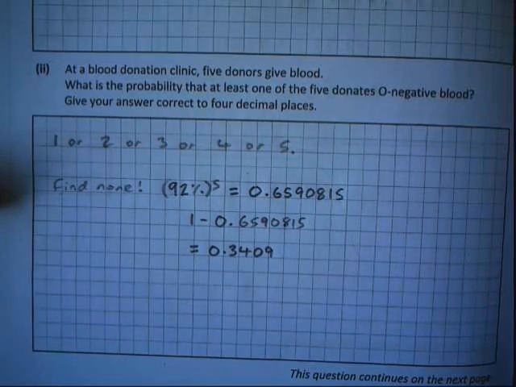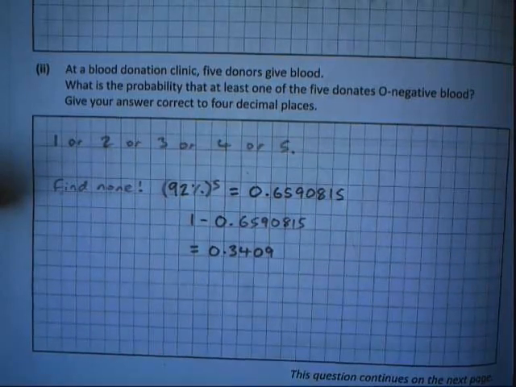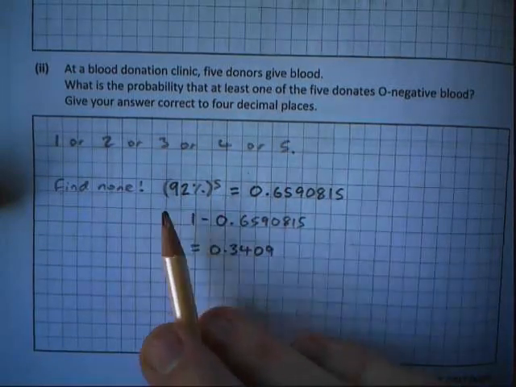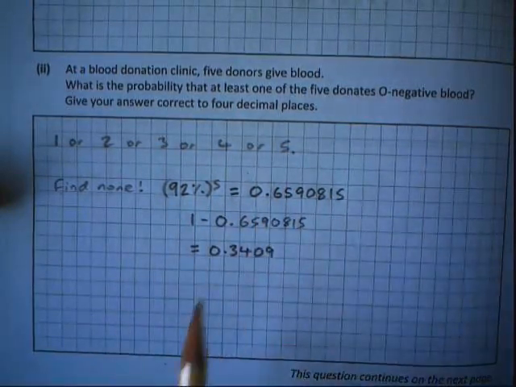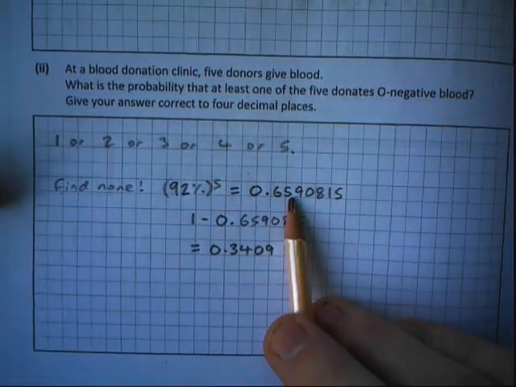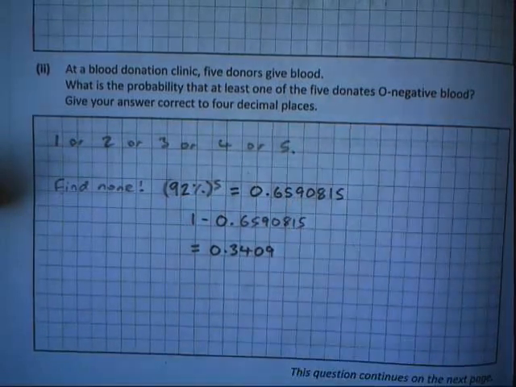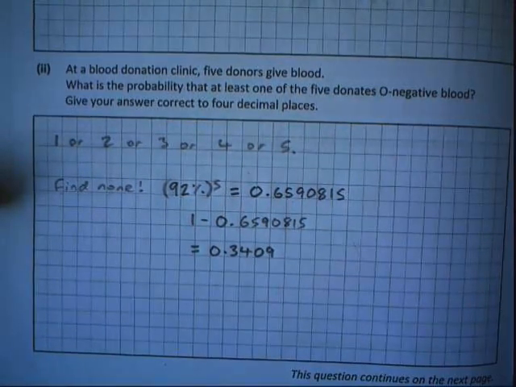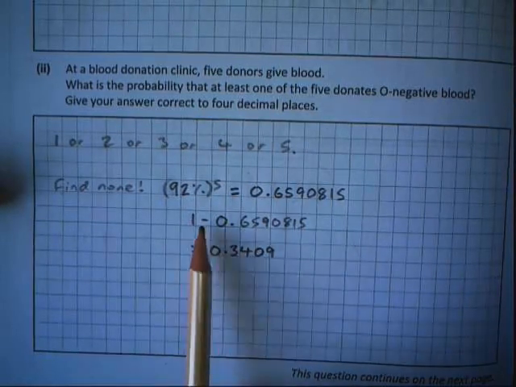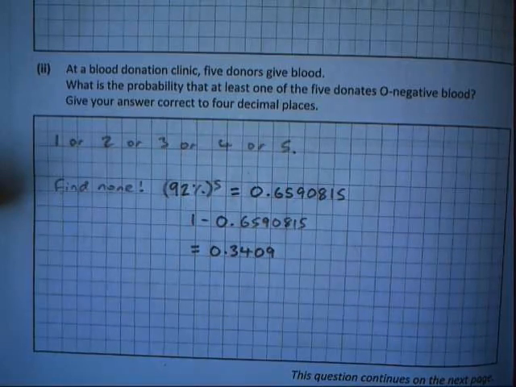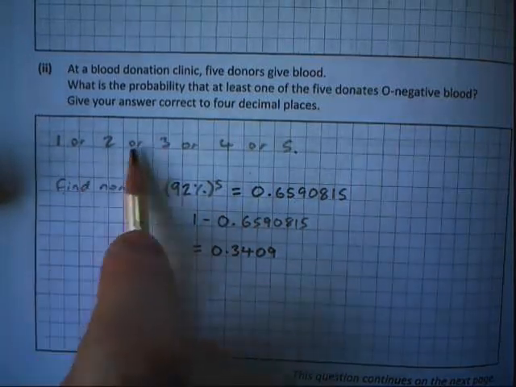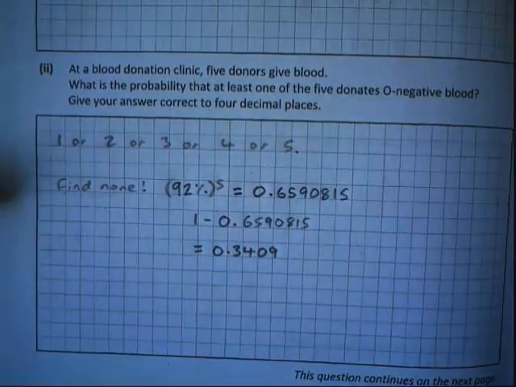Okay, so we're going to find the probability that no one has the special blood. So 92%, power of 5. So 92%, 92%, 92, 92, 92, 5 times. Multiply them together. That's that. You get this. So you've got a 65% chance, or 66 I suppose, 66% chance that nobody shows up with the O negative blood, which means if you subtract it, you've got a 34% chance that someone does have the blood. And that's all of this. That's the 1, 2, 3, 4 and 5 left over.